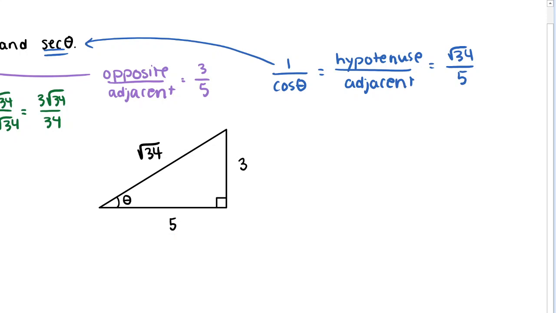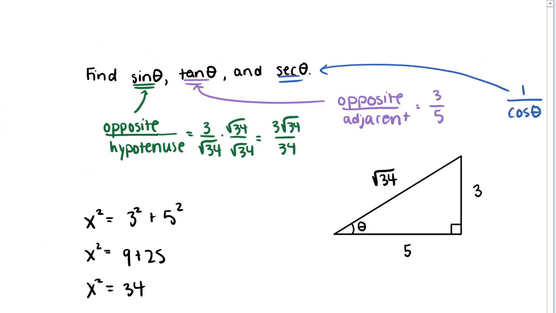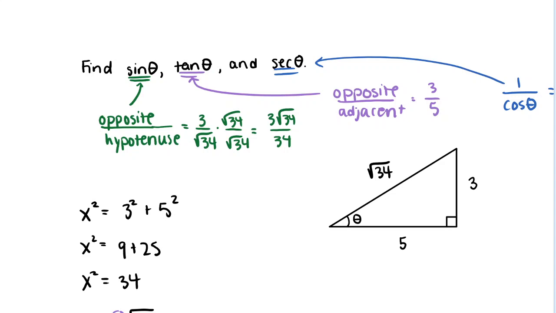And one thing I really want to point out here is that we didn't compute our angle theta. We didn't need to know the angle theta. Again, these trigonometric functions are ratios of the side lengths of this triangle. And so in this case, we really just needed to know the side lengths.